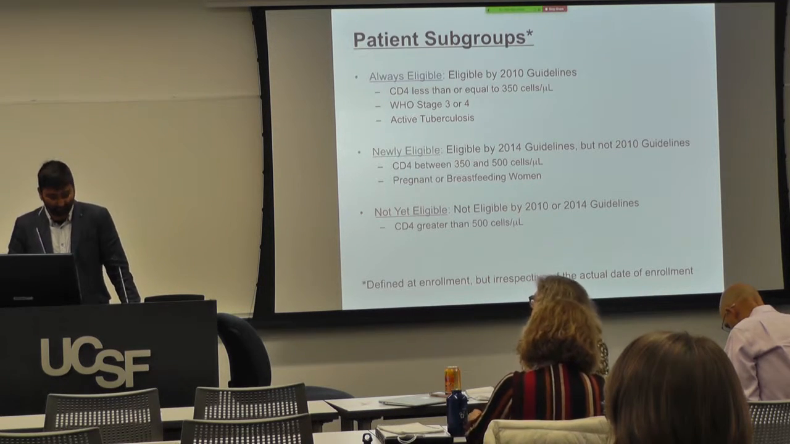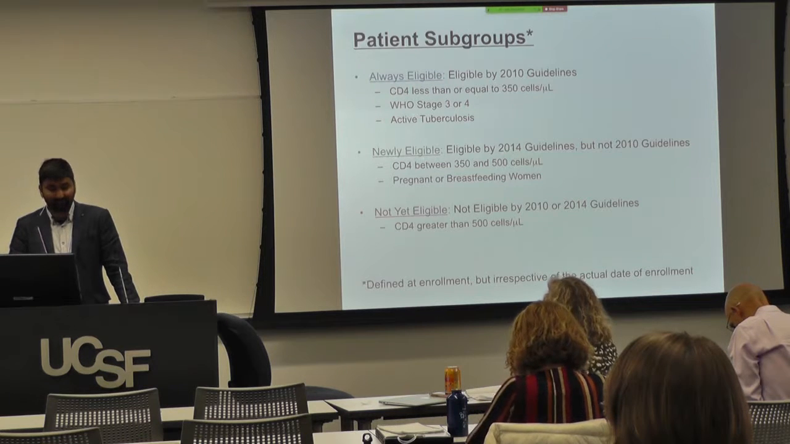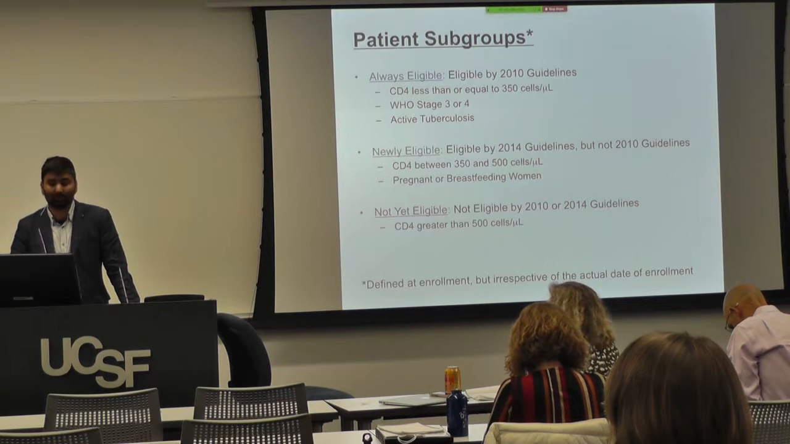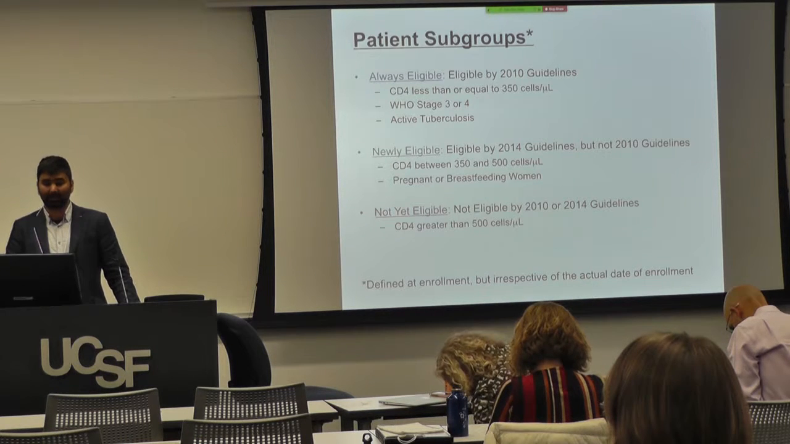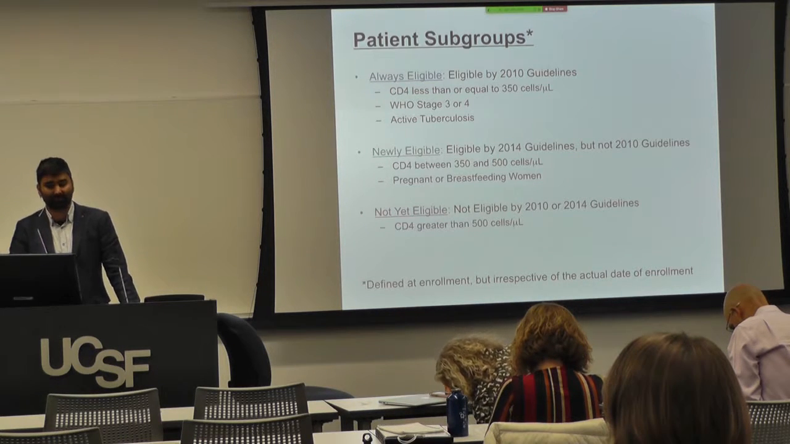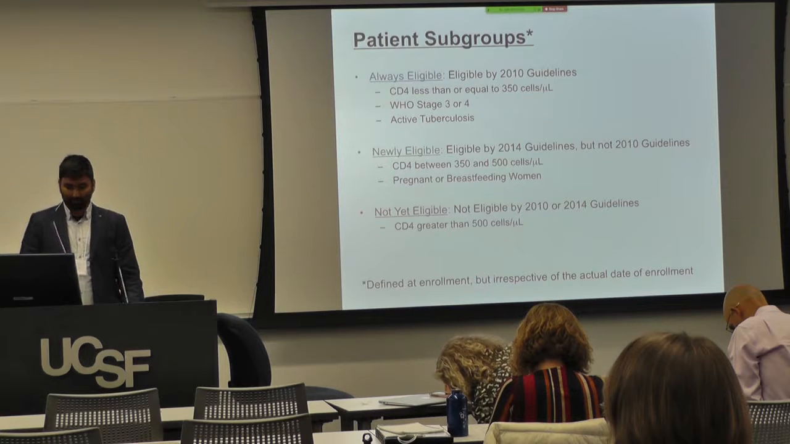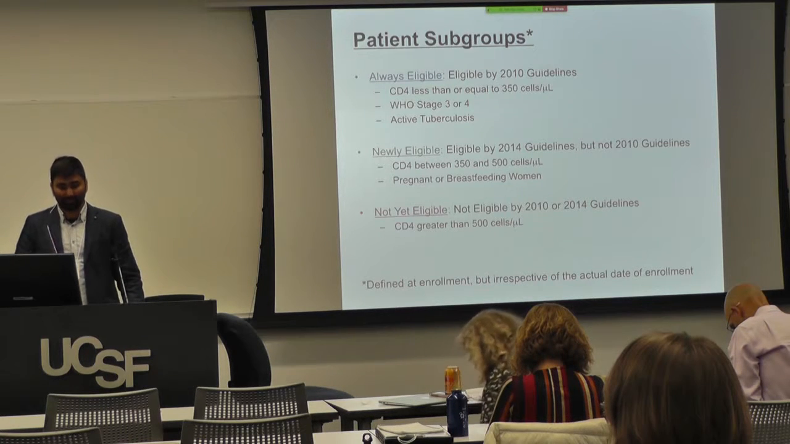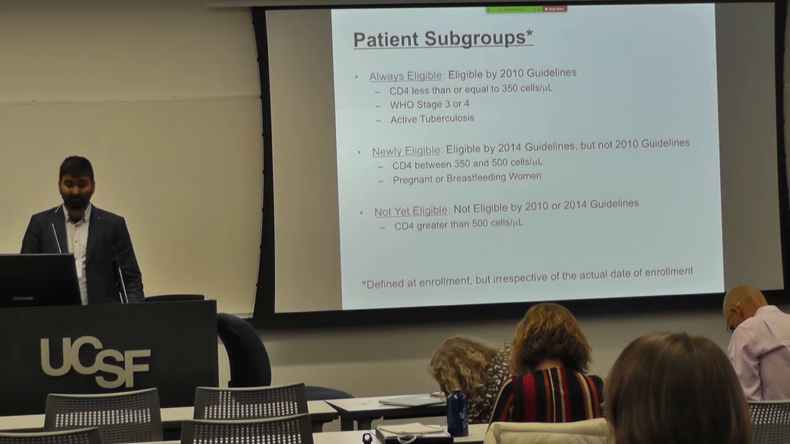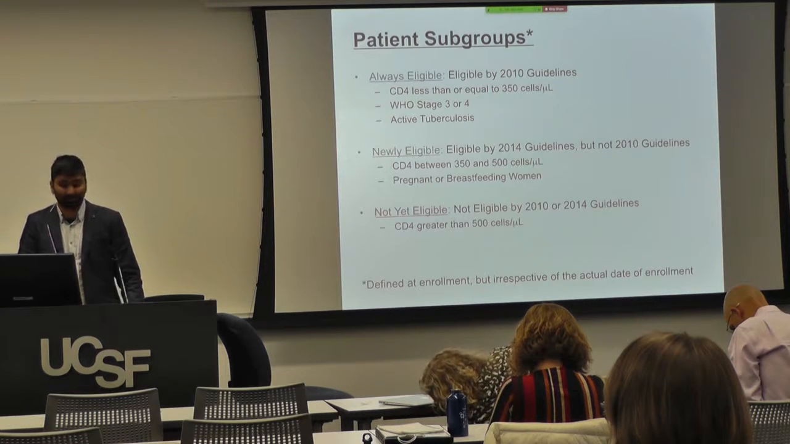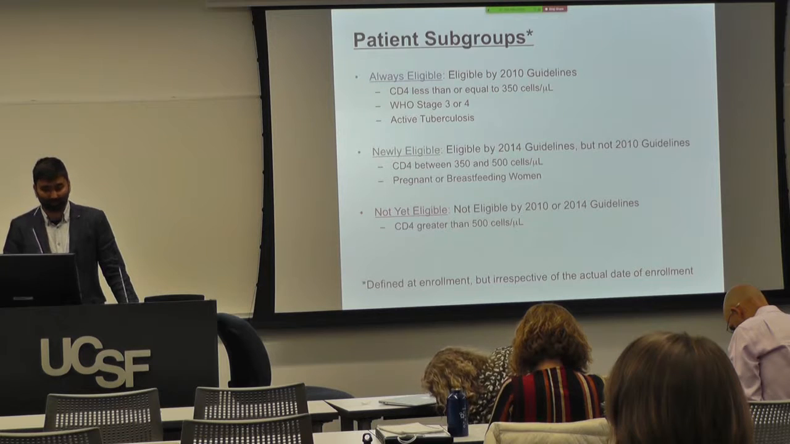or had active TB. Then we had a second subgroup, these newly eligible patients who would have been eligible by the 2014 guidelines when they enrolled, but not the 2010 guidelines. So these were patients with the CD4 between 350 and 500, and also pregnant and breastfeeding women. And then we had the not yet eligible subgroup who were not eligible by either the 2010 or 2014 guidelines. So these are patients with a CD4 greater than 500.